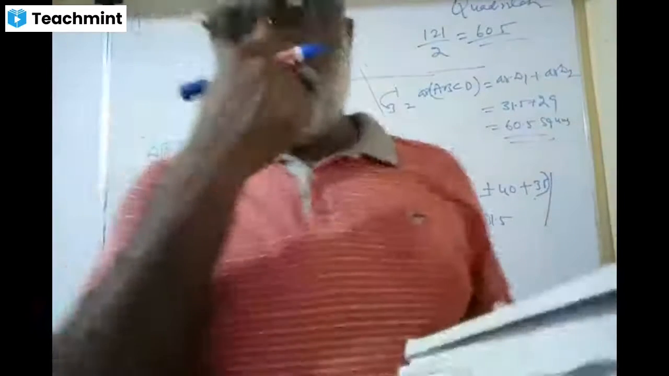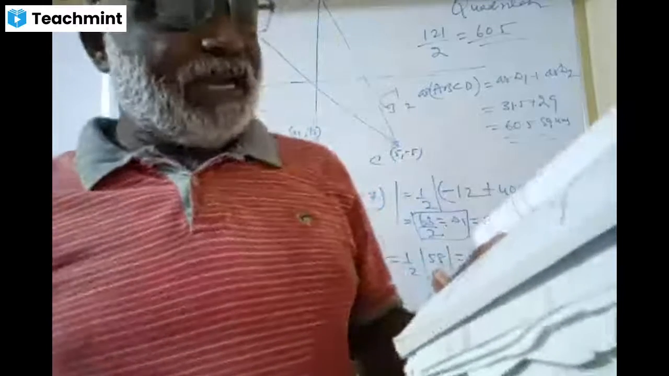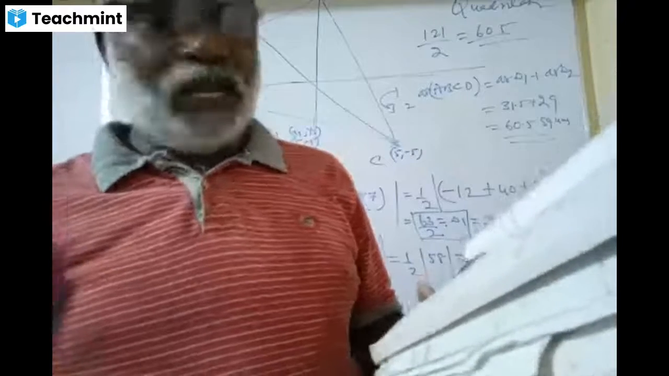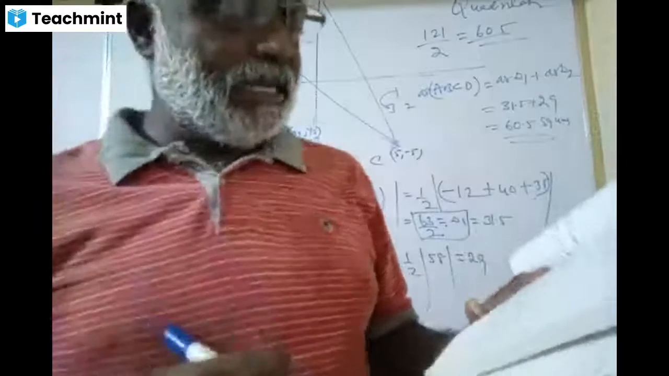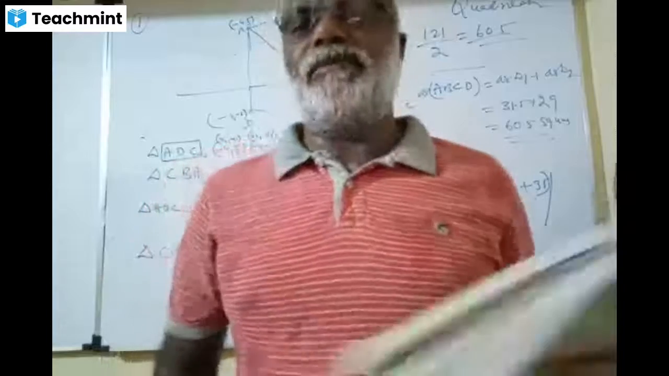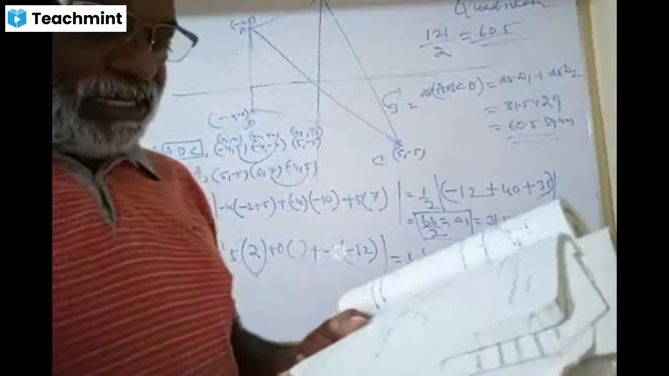Question number 2. Let us look at what the question is and read it out. The base of an equilateral triangle with side 2a lies along the y-axis such that the midpoint of the base is at the origin. Wow, it's a very, very interesting one. Find the vertices of the triangle.